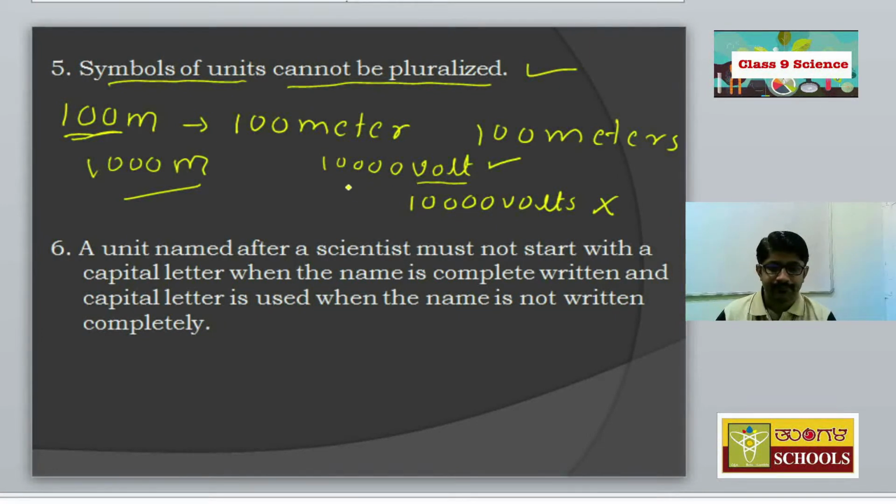Okay, you must not say volts, you say just volt. Okay, you write like this only. I hope you are following this rule. Next rule, a unit named after a scientist. A unit is named after a scientist.